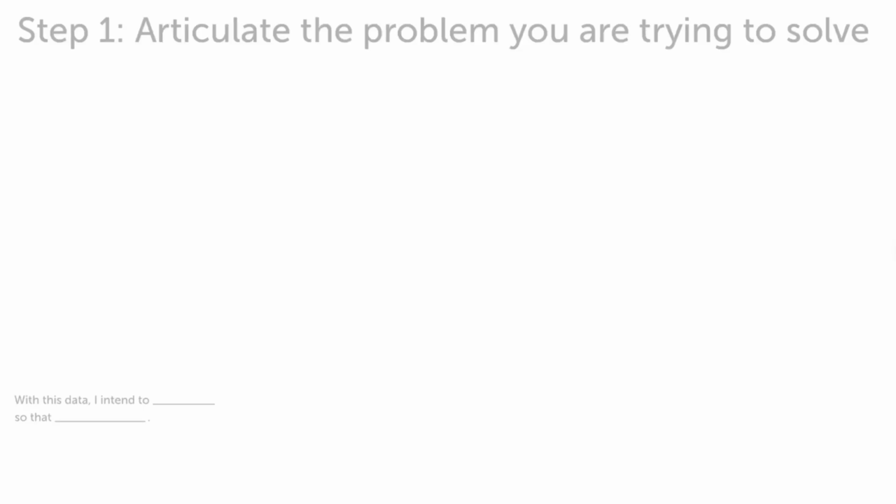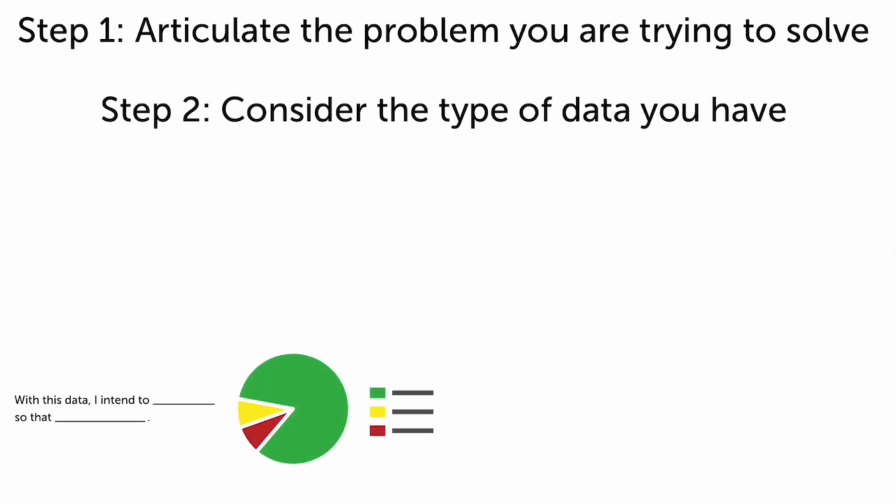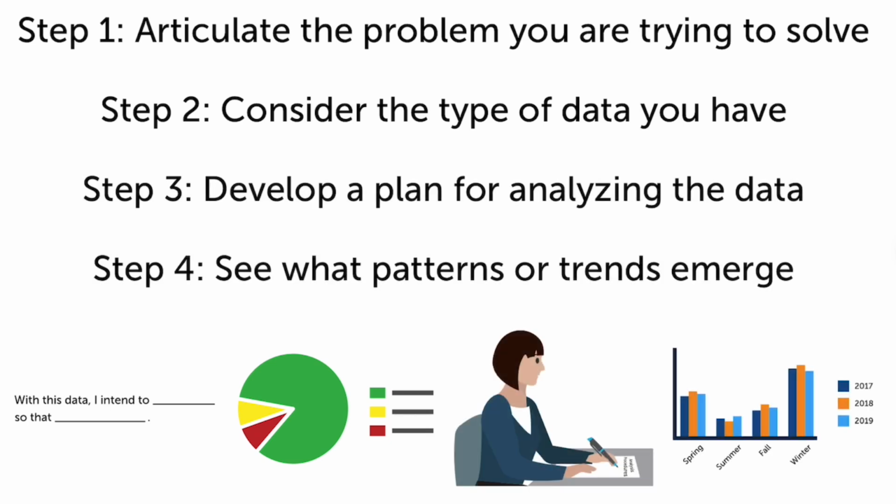We will go over 4 steps for analyzing data. Step 1 is to articulate the problem you are trying to solve. Step 2 is to consider the type of data you have. Step 3 is to develop a plan for analyzing the data. And step 4 is to see what patterns or trends emerge.